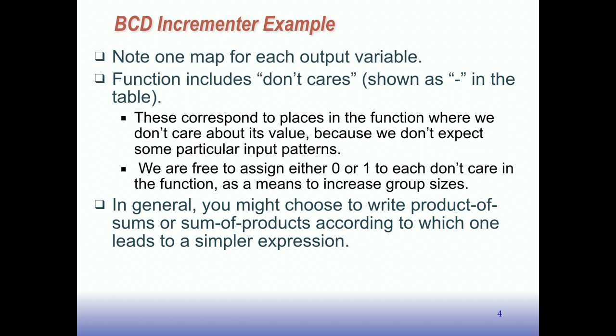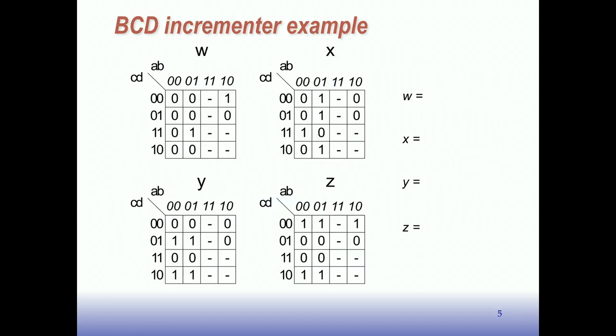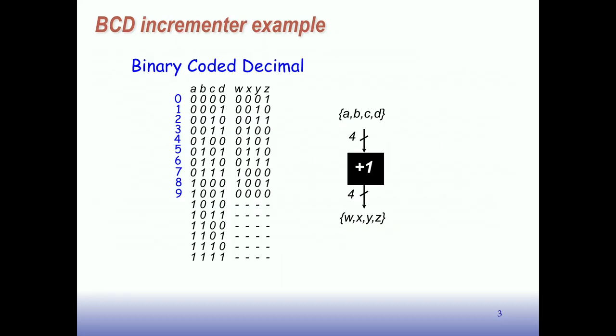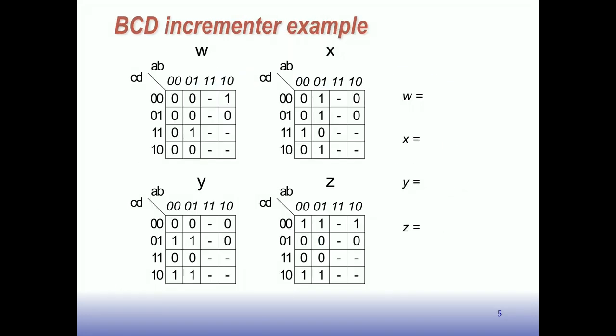So what we're going to do is follow this procedure of Karnaugh maps that I presented the other day, and we can choose to do sum of products or product of sums. It doesn't really matter. I think in this case, sum of products will be a simpler expression. So I created 4 Karnaugh maps, 1 for each output variable. Remember, the outputs are W, X, Y, Z, if you look back here. So we have 1 map for each column of the truth table. And I filled them in with the values from the truth table.